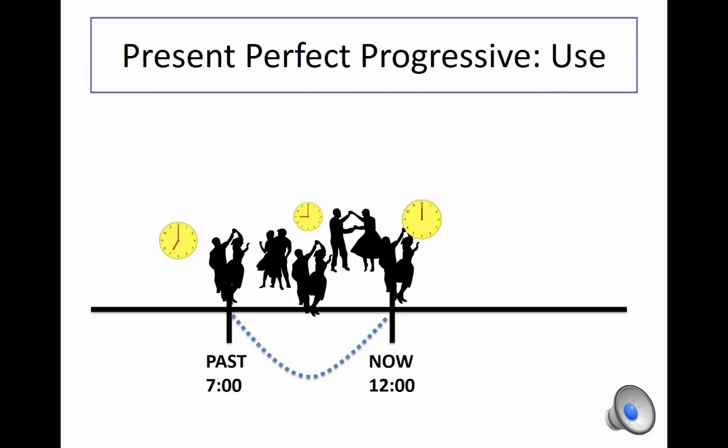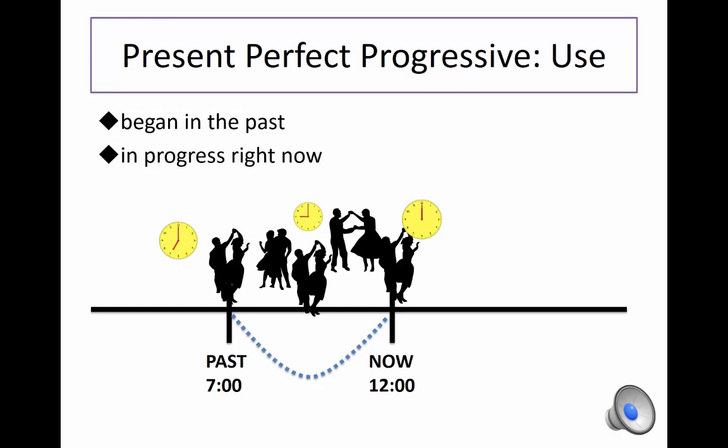All right, now let's talk about why we use the present perfect progressive. We use this tense to talk about an activity that began in the past and is in progress right now. We also use it to talk about how long an activity has been going on, or the duration of that activity.